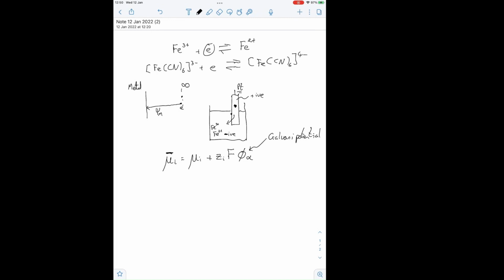Or you can take that electron from infinity into the metal. And that one is the Galvani potential. So the Volta potential is taking it to the surface. I might have just said that wrong. So the Volta potential, psi, is taking it to the surface, and the Galvani potential is taking it into the bulk of the material. And the difference between them is called the surface potential.